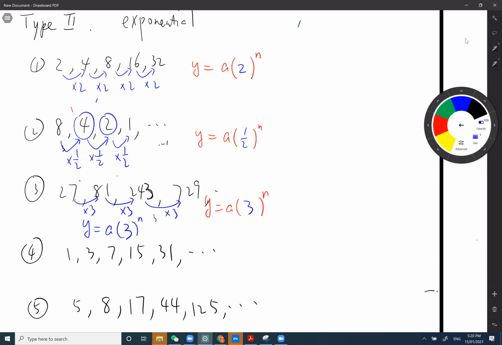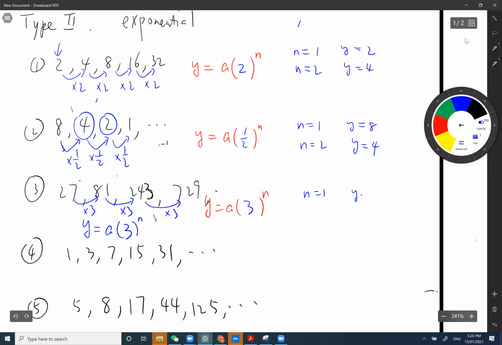How do we determine a? You can choose any point. If n equals 1, y equals 2. If n equals 2, y will be 4. For this one, if n equals 1, y will be 8. If n equals 2, y will be 4. If n equals 1, y is... Victoria, for the third one. If n equals 2, Selena, what's y? n equals 2, that will be the second one, 81.